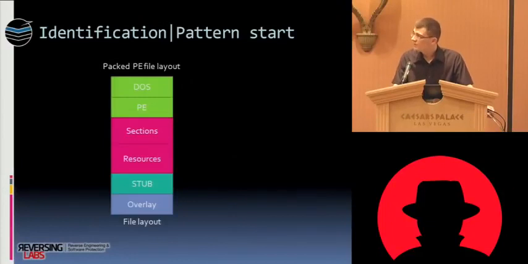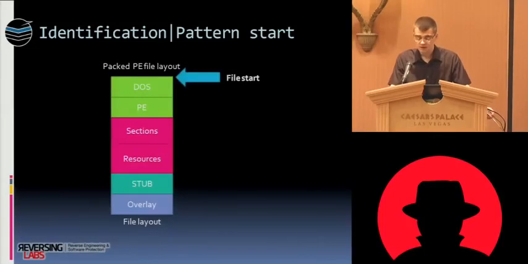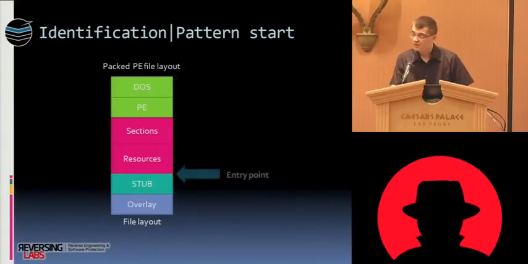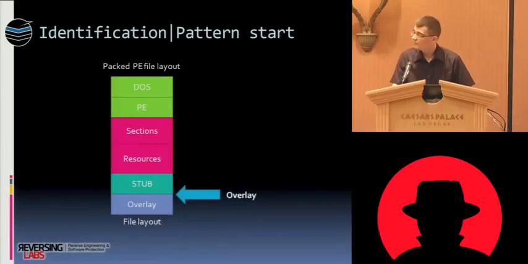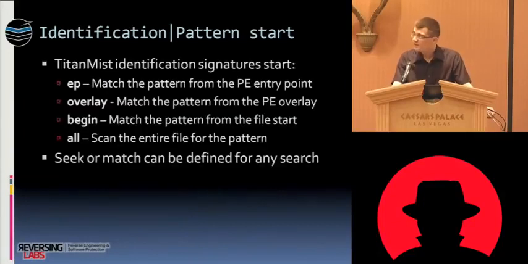When we started coding this project, we asked ourselves, what are the reference points from which we have to start our pattern matching? We have a couple of these. We can start the pattern matching from the start of the file, and that can be useful in many situations. We're going to talk about that a bit later as well. We have the standard identification, which starts from the entry point of the file, which is in the stub. We also added something that could be useful in the future, and that's pattern matching from the overlay. Those are the basic pattern matching options you have for each of the signatures. So the identification can start from the entry point, and these are the default settings listed.